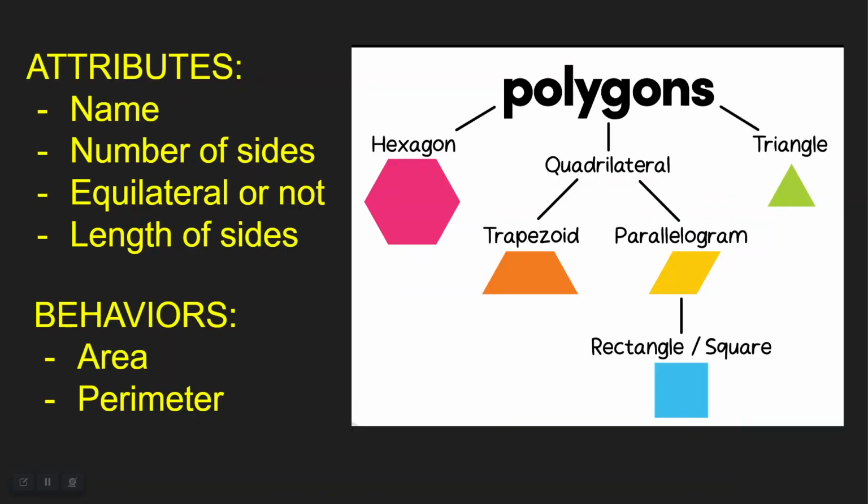So for attributes, all polygons have a name, and then they have a certain number of sides. They are maybe equilateral or maybe they are not. We have the side lengths. And then for behaviors, we might calculate area, we might calculate perimeter. So there you go. That kind of gives you an idea of some attributes and some behaviors we would define for this. And because this hierarchy is set up for us already, we know this is a really good candidate for inheritance so that we can use polymorphism.